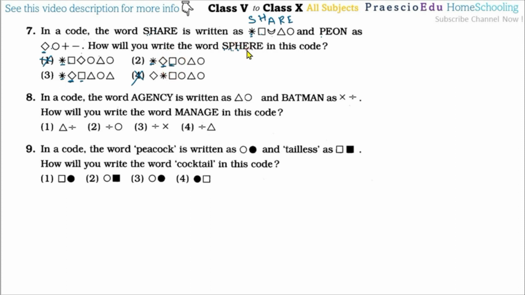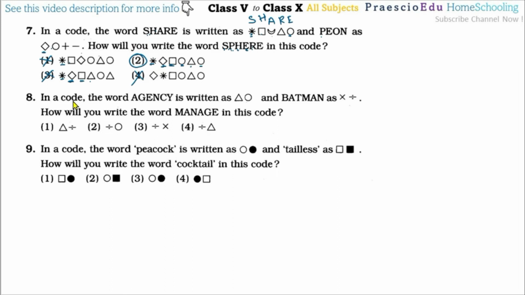Then E having this O-like shape. So after this one, O is shown here, but here the triangle is shown. So that's why option number 3 is incorrect. Only option number 2 we will check further. So after this one, the R means triangle, and again the E means this O-like shape. So that's why option number 2 is correct.